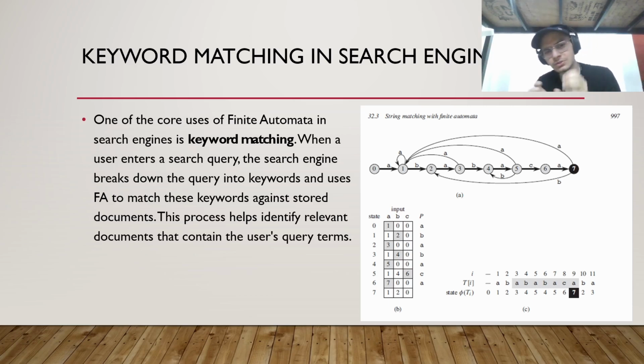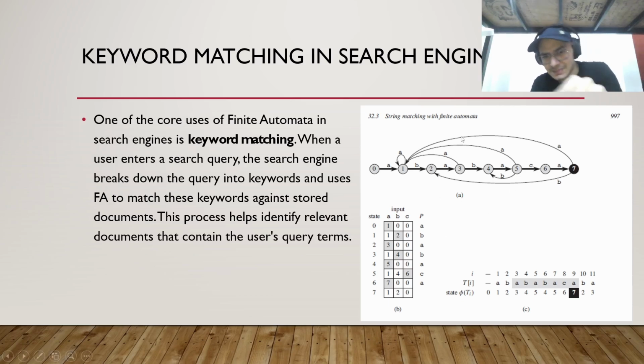One of the core uses of finite automata in search engines is keyword matching. When a user enters a search query, the search engine breaks down the query into keywords and uses finite automata to match these keywords against stored documents. This process helps identify relevant documents that contain the user's query terms.